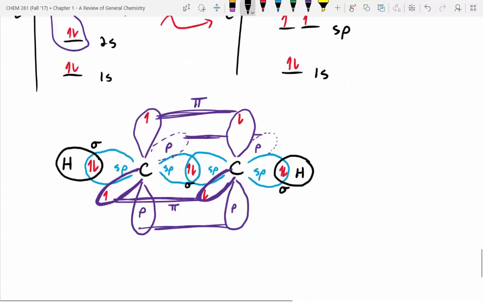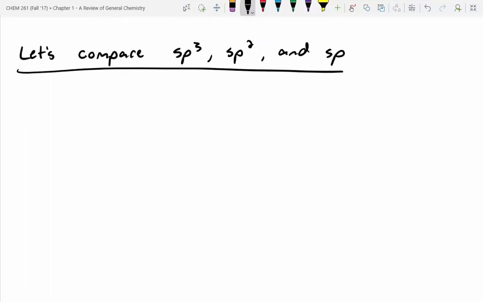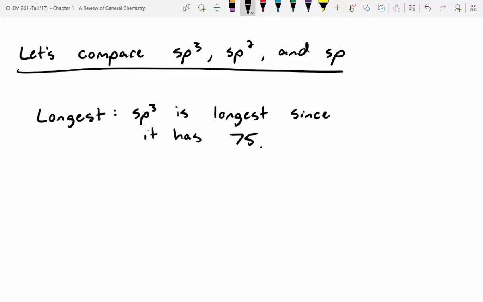So let's take another thought experiment into account. So let's compare sp3, sp2, and sp orbitals. Which one's going to be the longest? Why do you think sp3 will be the longest? Yeah, it's got 75% p character. So sp3 is longest since it has 75% p character.